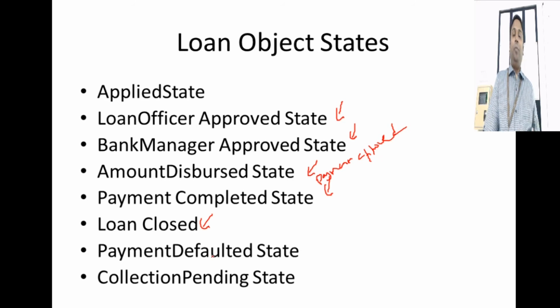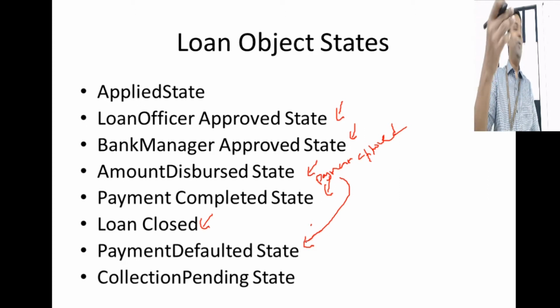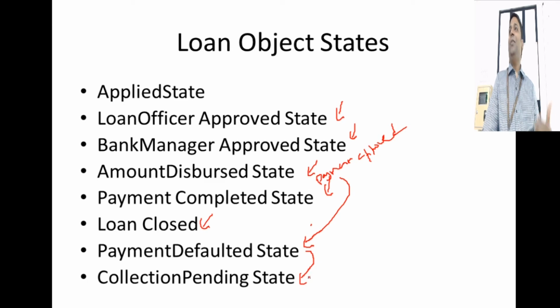But if he's not a good person or he is having some issues, what will he do? After amount disbursed and payment approved, the loan will go to the payment defaulted state. He may default on his payment for 3 months or 6 months. So the payment defaulted state will happen. And from there, we'll move into collection, so it will be in the collection pending state. From the collection pending state, we'll call him and he pays. So it can go to the payment completed state and then the loan closed state.